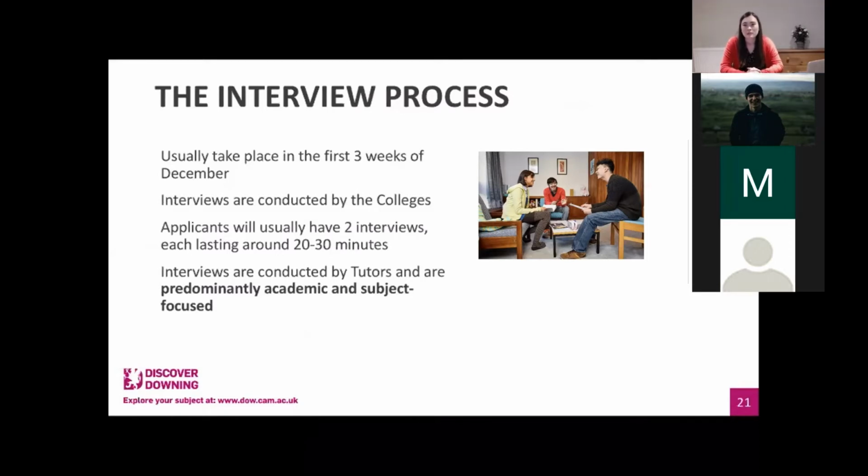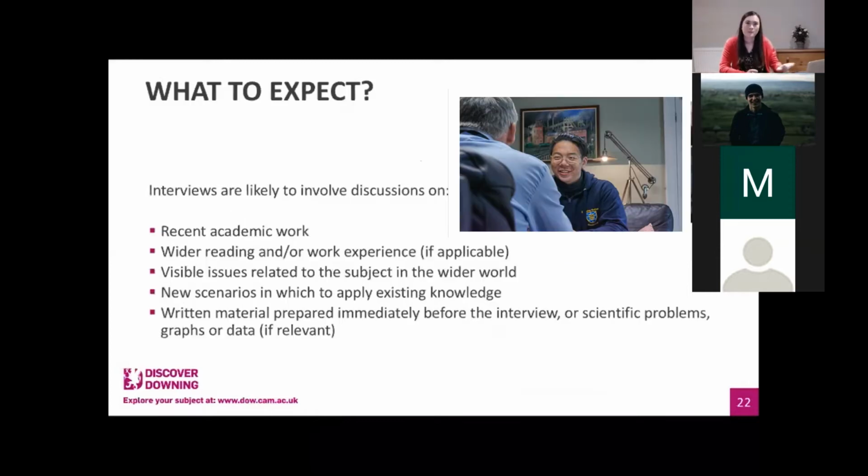So the interviews are going to take place in the first 3 weeks of December. They'll be conducted by the college that you applied to or were randomly allocated to. For most subjects you'll have 2 interviews, and these will last around 20 to 30 minutes. These are going to be conducted by tutors and academics in the college, and they're going to be mainly academic and subject focused.